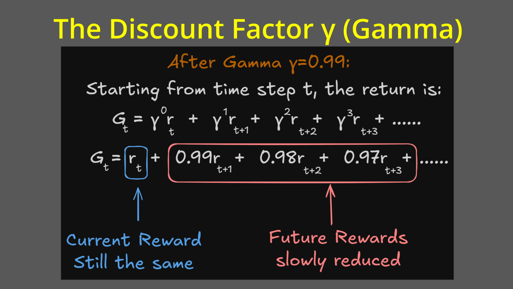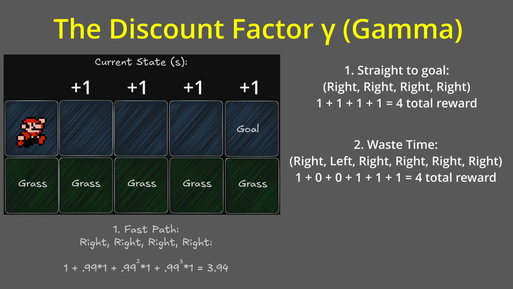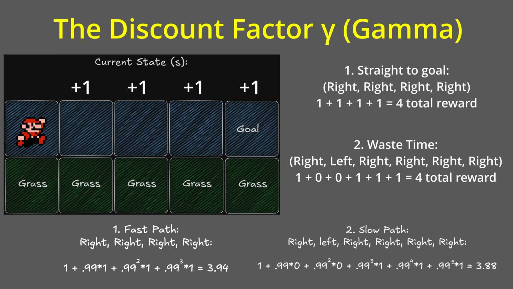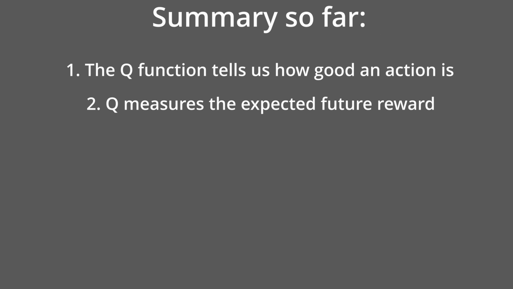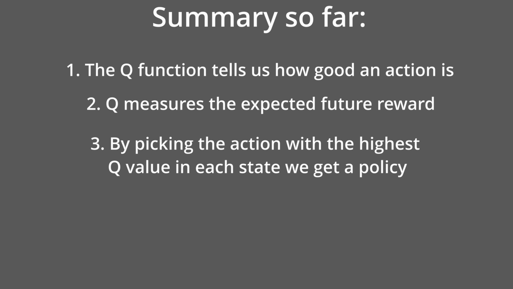So let's go back to our example with the slow and fast path. With the fast path, we receive a total reward of 3.94. But with the slow path, rewards come later, so they get discounted more. Its total reward will only be 3.88. So faster solutions get higher Q values. To summarize this whole section, the Q function tells us how good an action is. It measures the expected future reward. By picking the highest Q value, we get a policy.